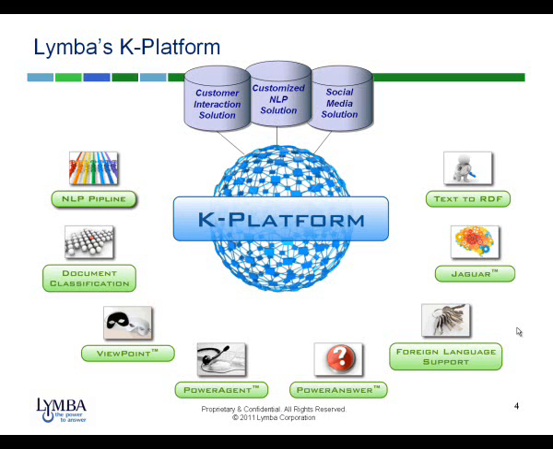Across the top, we see some of the solutions that are typically built on the K platform. The customer interaction solution is where PowerAgent sits. We have customized NLP solutions that include an automated diagnostic tool that works in the mental health field. And then we have social media solutions that sit on top of things like blogs, Twitter posts, and emails in order to identify trends of categories and sentiment about products.